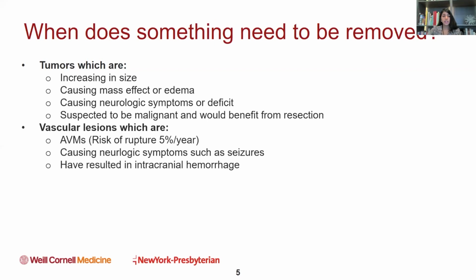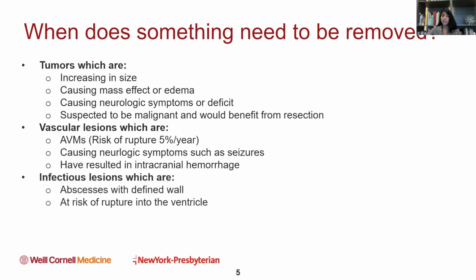We remove things that cause neurologic symptoms, such as seizures. Cavernous malformations typically can cause seizures, and if they're not causing seizures or bleeding, they don't necessarily have to be removed. But anything in the brain that isn't normal can cause irritation and seizures. If they've resulted in hemorrhage, cavernous malformations, for example, can bleed. When they bleed, we typically want to remove it because we want to prevent recurrent bleeding episodes.